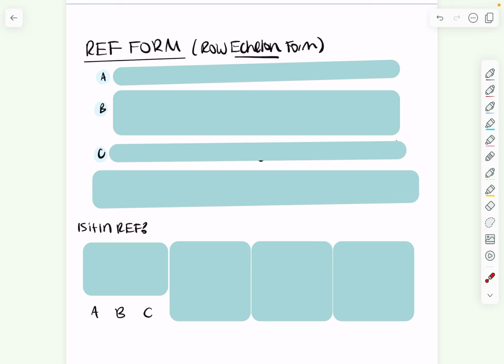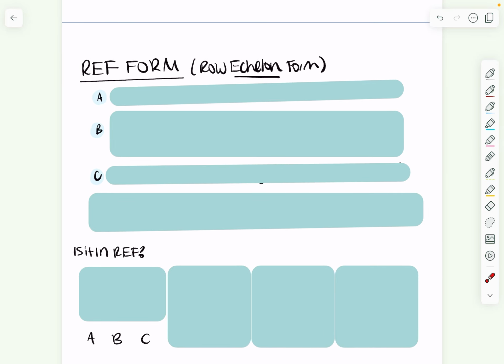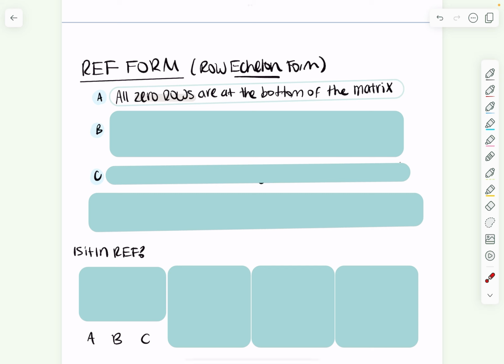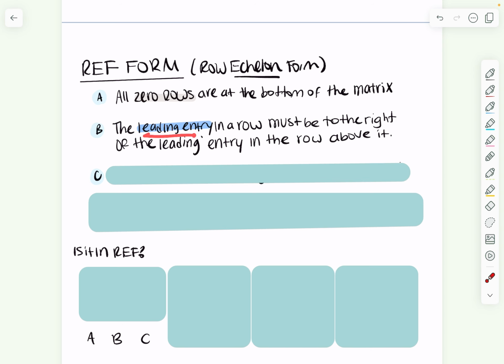In this video, we're going to talk about the conditions that a matrix needs to satisfy in order for it to be in row echelon form. So the first one is that all 0 rows are at the bottom of the matrix. Remember that 0 rows are just rows in a matrix that are all zeros. The second one is that the leading entry in a row must be to the right of the leading entry in the row above it.